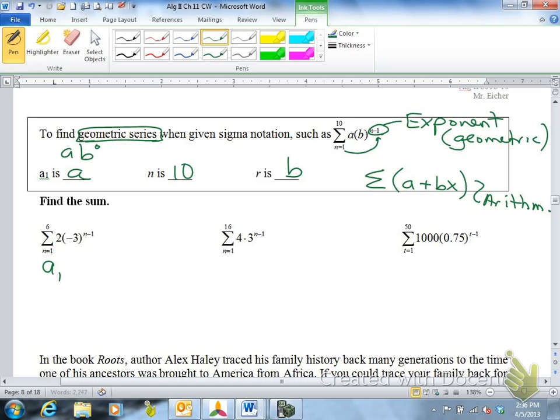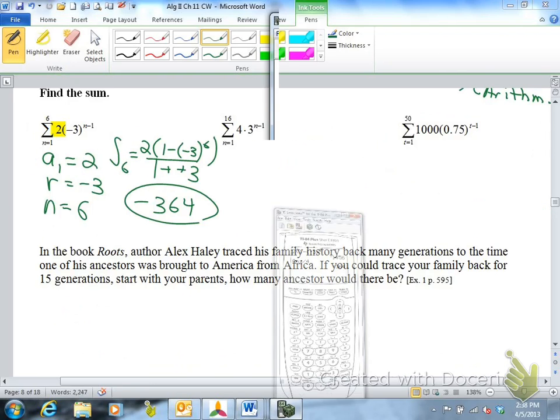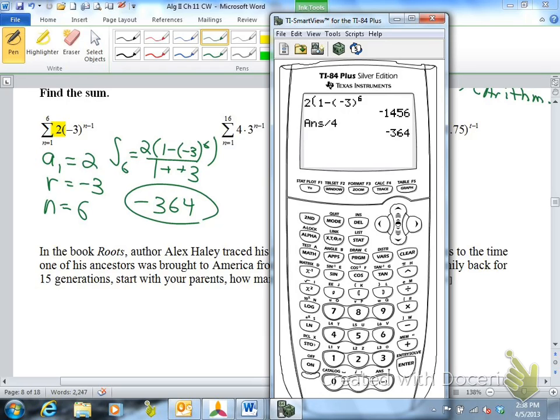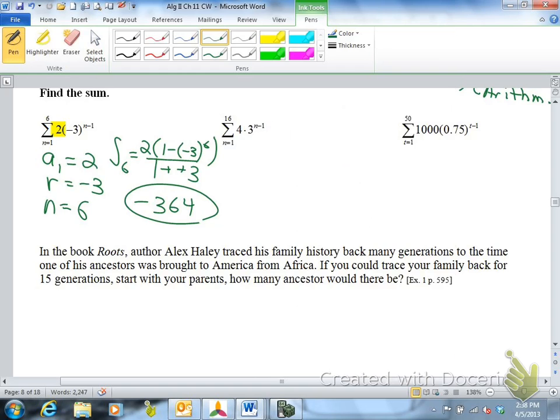So with this first example, you have a sub 1 is 2. Your R value is negative 3. It's the one that's the base with the exponent. And n is from 1 to 6, which is 6 terms. So you'd have the sum of 6 terms equals 2 times 1 minus negative 3 to the 6th divided by 1 minus negative 3, which is 4. 1 plus 3 is 4. And type that in our calculator, and we get negative 364. See if you could do the next 2 examples.